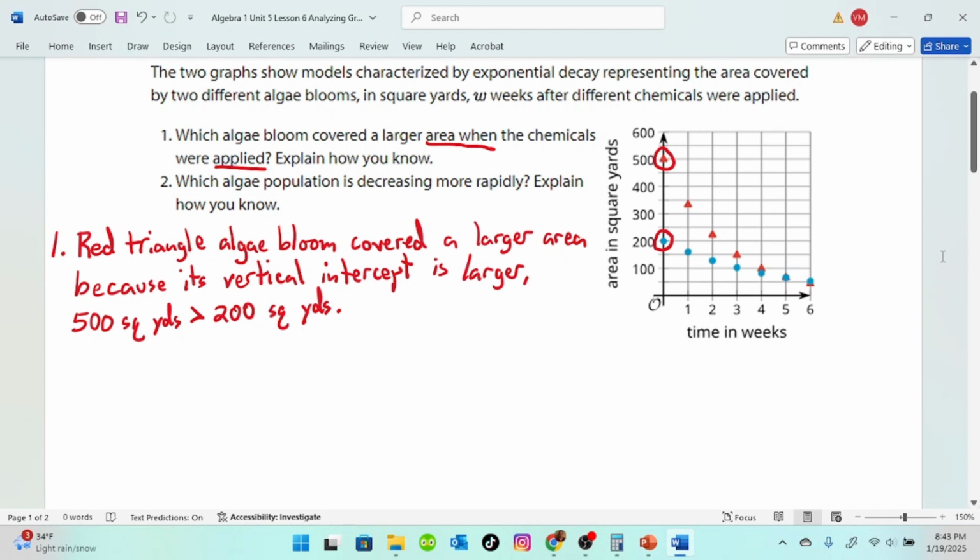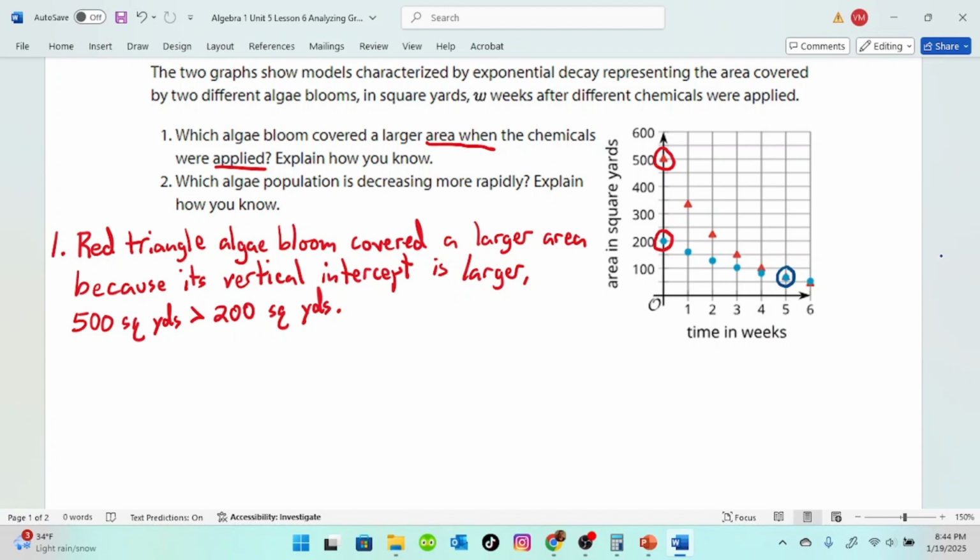Now we can look at number 2. Which algae population is decreasing more rapidly? Explain how you know. So what I want you to look at is this point right here where it's been 5 weeks since the chemicals were added. At this point, both of the symbols are one right on top of the other.